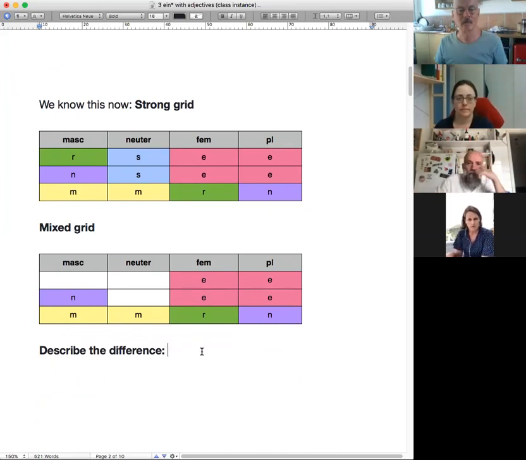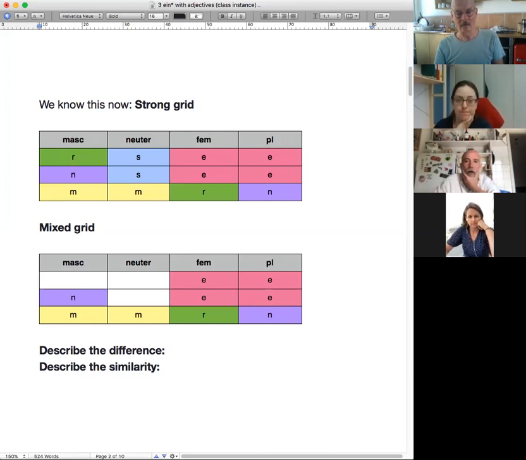What's the difference? Or what's the similarity? Maybe we should do both. What's the similarity? The entire right-hand side is all the same. The right half, you mean? Okay. The right half is identical. What else is identical? The bottom left corner.